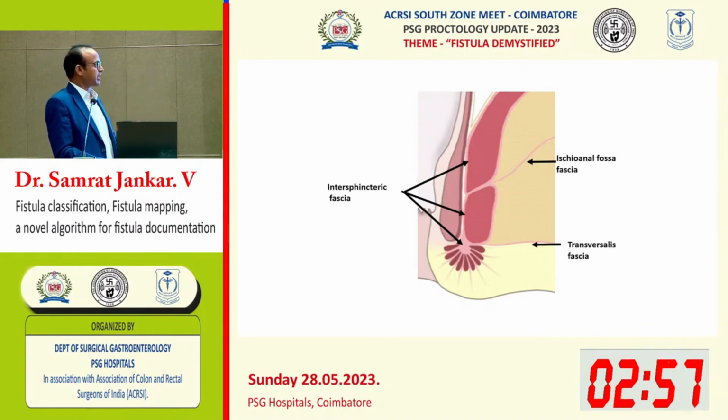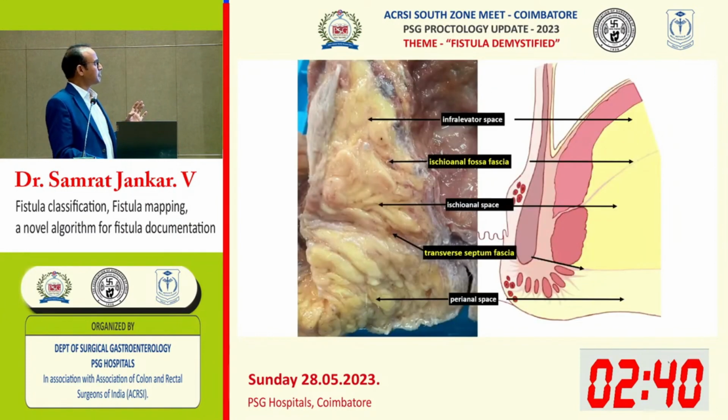And second, sir has mentioned that Milligan's fascia or transversalis fascia, which goes across and divides the lateral part into 2, and above another one is infralevator and ischioanal, which divides by the ischioanal fossa fascia. There are 3 fascia which we need to understand. Coming to that, it will divide the perineum.